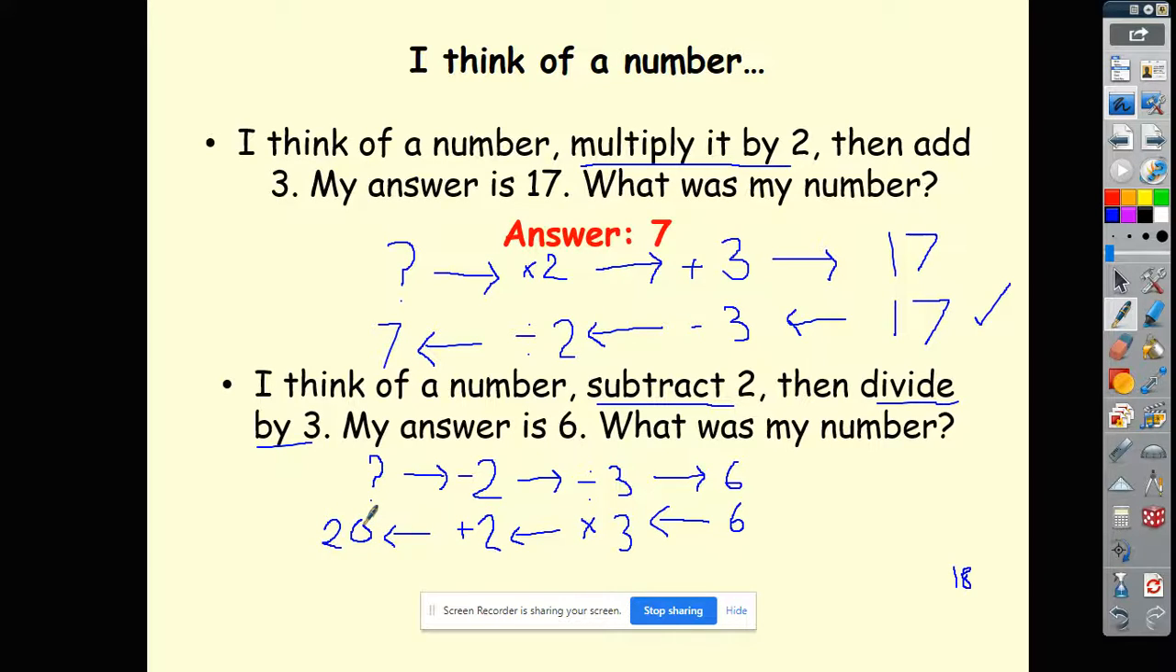So let's double check this works. So if I had 20 here and I subtracted 2, I would get 18. If I divided 18 by 3, I would get 6. So we've checked it, it's correct. So I would like you to go and have a go at some of the questions and see how you get on.